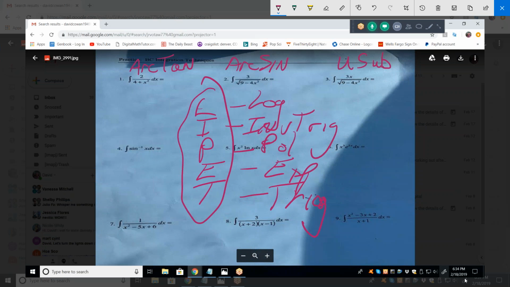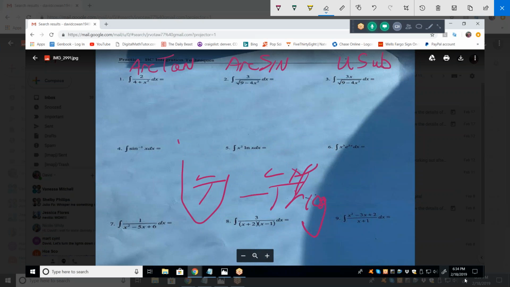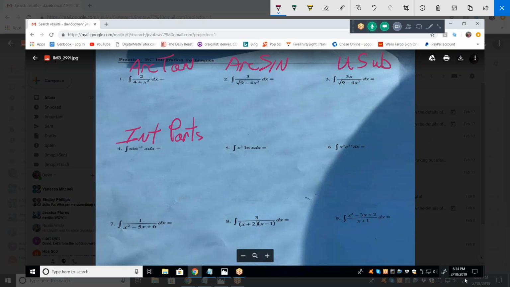So we're going to do this problem how, number 4? U substitution or? Well, it's integration by parts. Where you have to define u and dv. So this one's going to be integration by parts as opposed to integration by partial fractions. Number 5, what am I going to do?